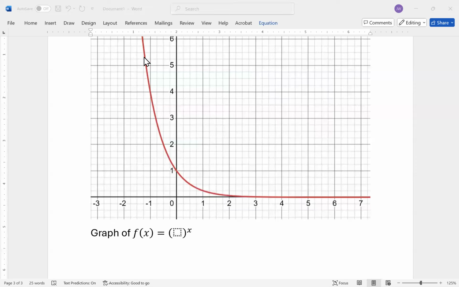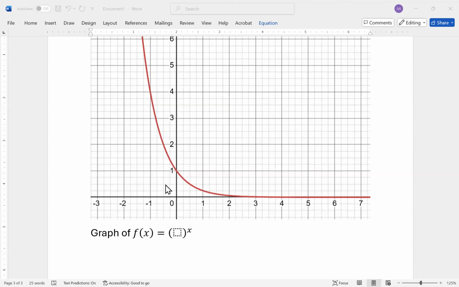All right, so this one shoots off as we move towards the left and goes towards 0 as we move towards the right. So I know that the base is going to be somewhere between 0 and 1 because of the general shape. Obviously, it goes through the point (0, 1). It also goes through the point, it looks like (1, 0.25). This is segmented in 4 sections. If you ever are in doubt, think what's the reciprocal of 0.25? The reciprocal of 1/4 is 4.